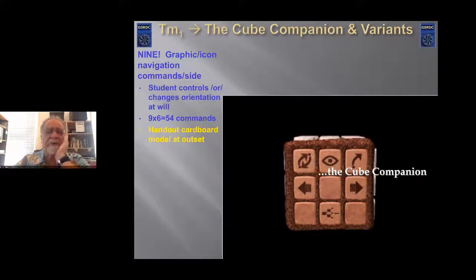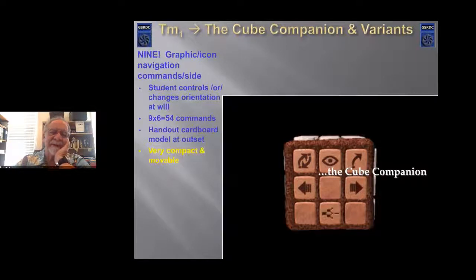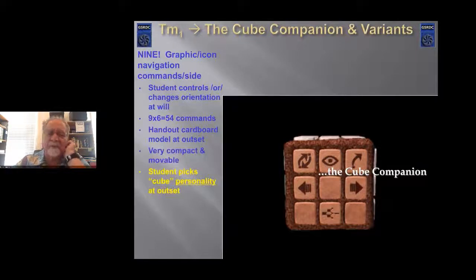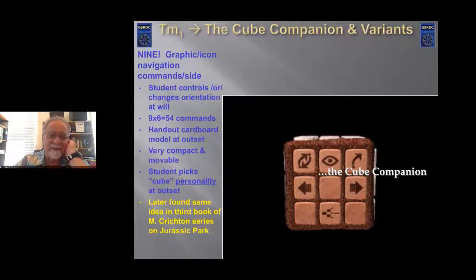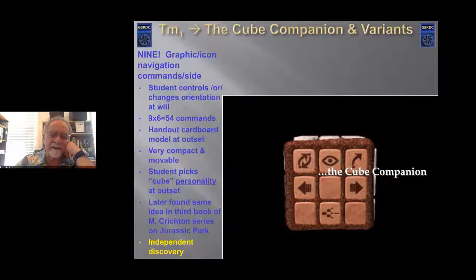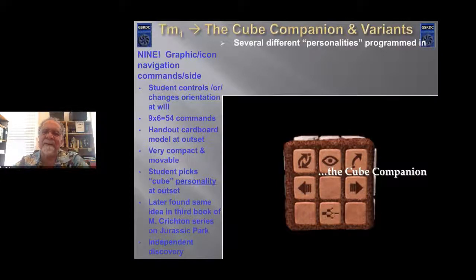And we said we were going to design a cardboard model that we could hand out so that they could bring it around with them and they would remember the various commands. So it was very compact and movable, as I'll show you in the next slide. And we allowed it to have a personality. Later, we found the same idea in the third book of Michael Crichton's series on Jurassic Park. They used that as a command device in that third book. But that was way after we had done ours. So it was an independent discovery.